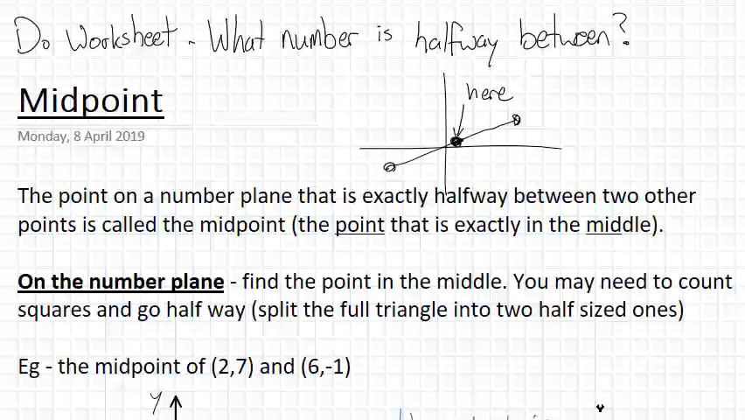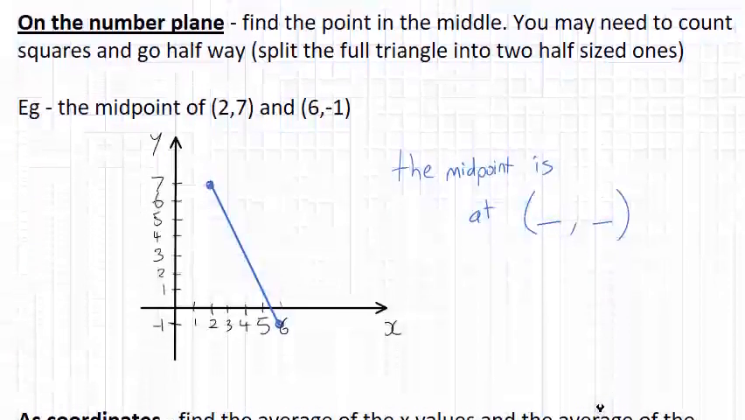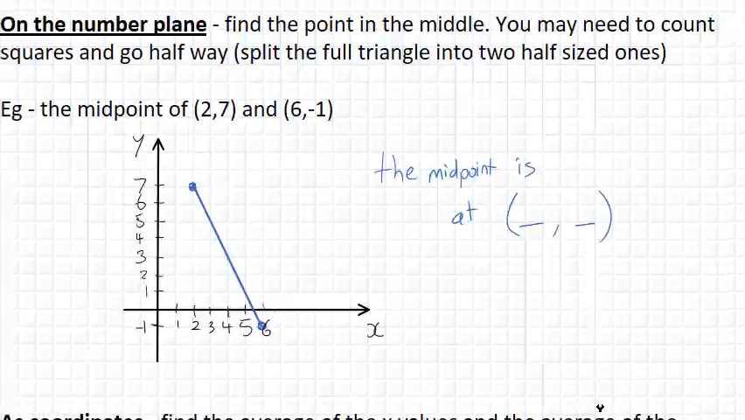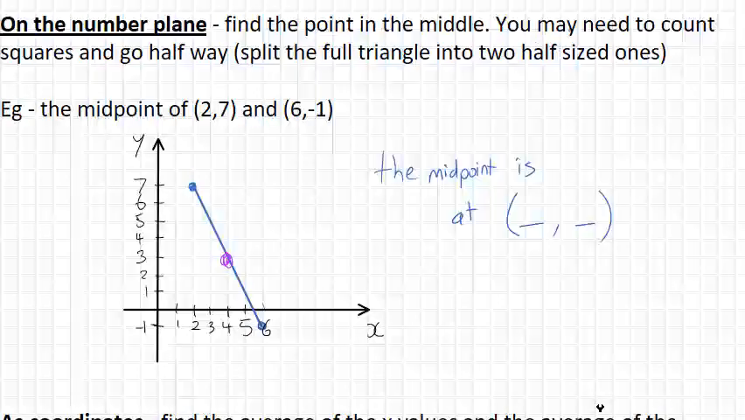Now that you've unpaused, let's go back to this idea of midpoint. Well, if we're on the number plane, to find the point in the middle, looking for the point that feels like it's the middle. We think it might be here, but it actually says we can count the squares and go halfway, or we could split the full triangle if we want to think of this as a triangle here. Well, this triangle is 4 spaces across, so what I'm going to do is make a little triangle that's only 2 spaces across. That looks good.